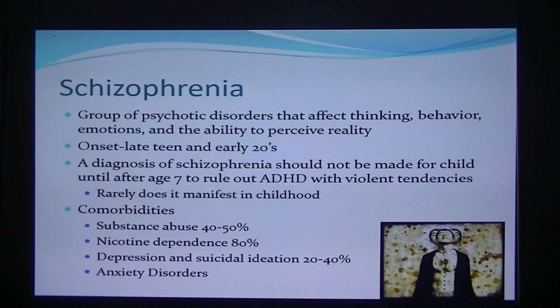The onset of schizophrenia is usually later teen years to early 20s. Rarely is it seen in children, but it could be. They have to make sure to rule out ADHD with violent tendencies before they can give the diagnosis of schizophrenia, and it has to be after the age of 7.